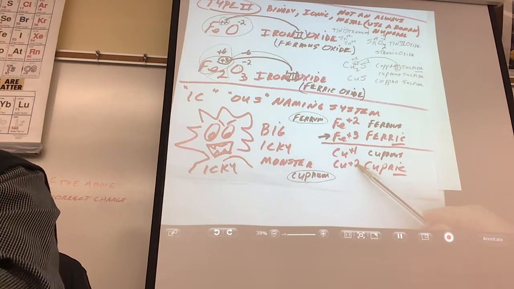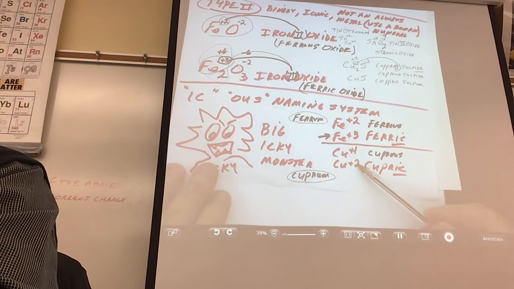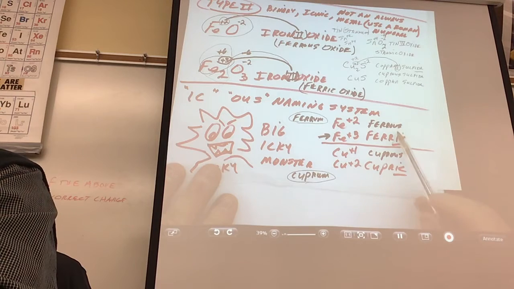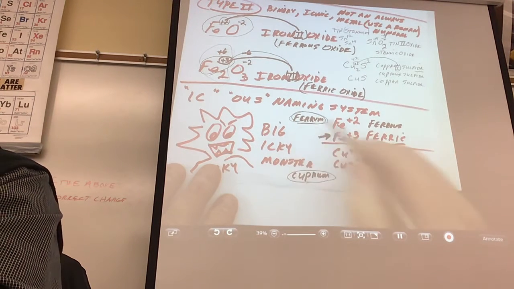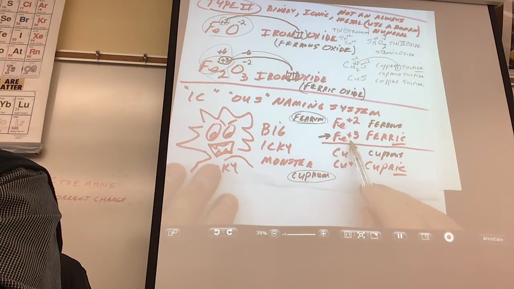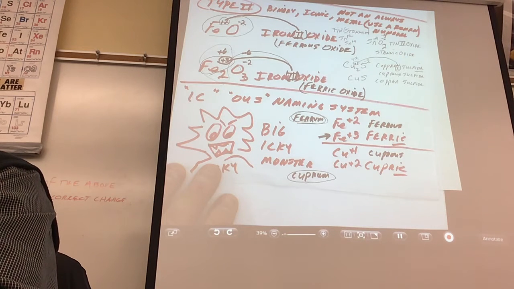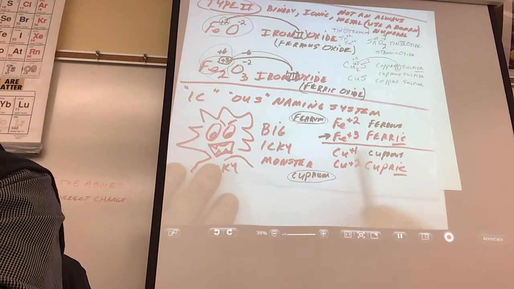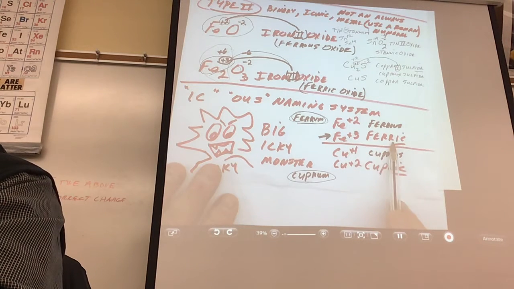Now, they also use the Latin form of the element. I'll put that on your periodic table. I'll say the Latin word for iron is ferrum. So you are the big, icky, ferric ion, and you're the ferrous ion. I'm looking at your faces. You have to tell me with your faces what's going on, okay? Yeah, I have to know what's going on. 3 is bigger than 2. The Latin word is ferrum, ferric, ferrous.